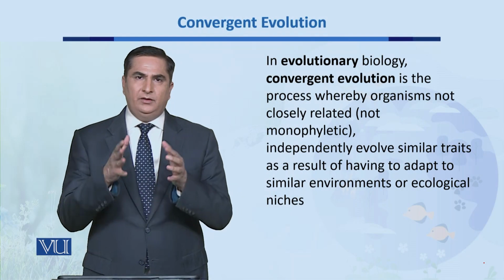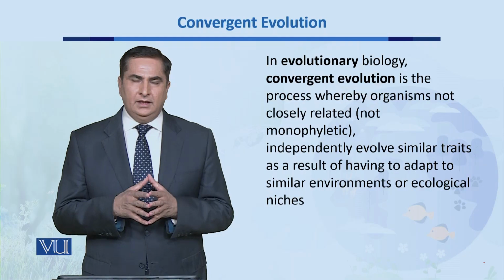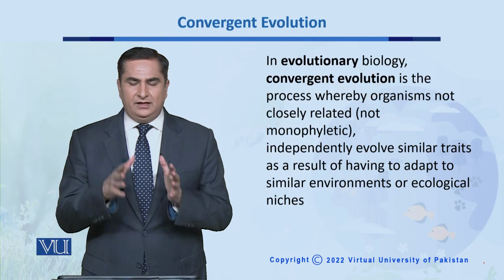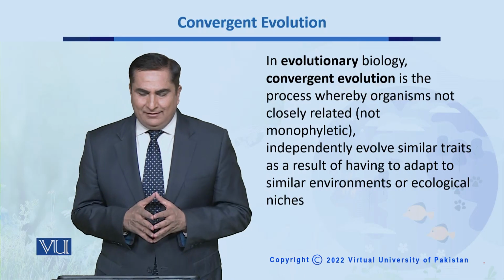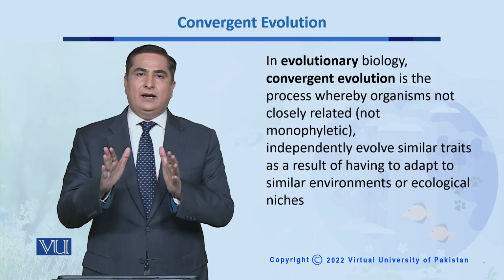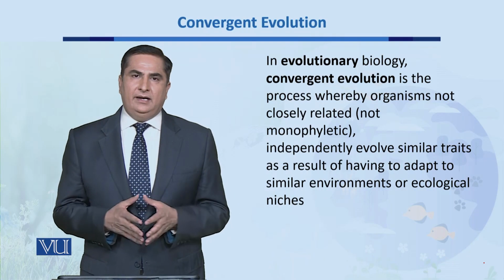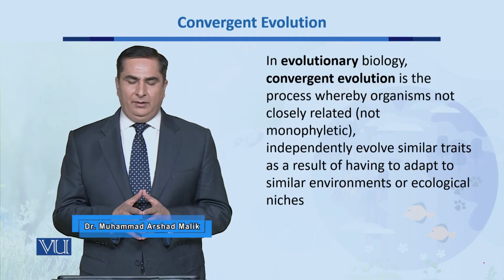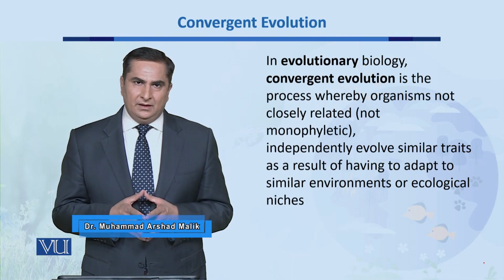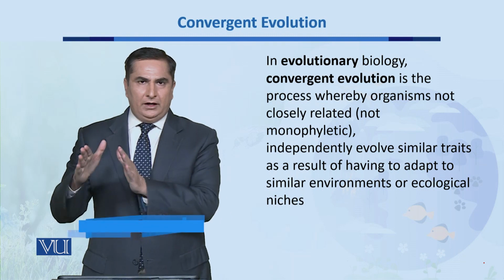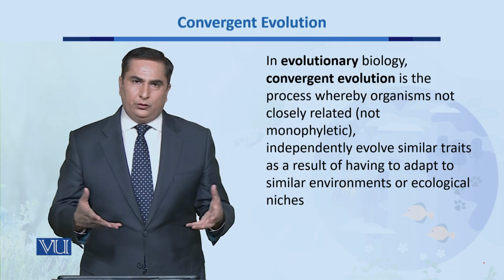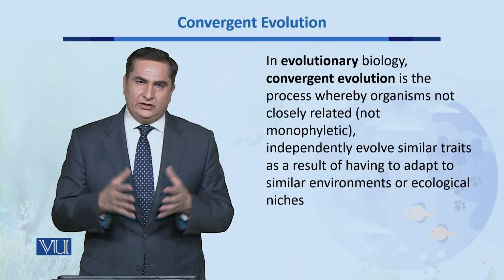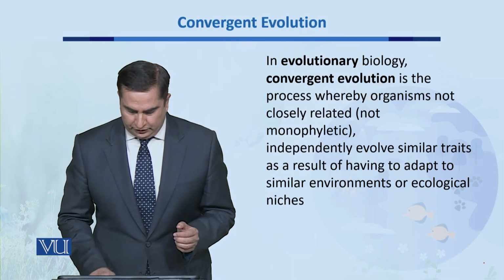Dear students, in this unit we will talk about convergent evolution. This is a very important aspect of evolution. Now, in evolutionary biology, convergent evolution is a process whereby different organisms which are not related to each other independently evolve similar traits as a result of having to adapt to a similar environment or ecological niche. Meaning a different organism goes through the same environment and adapts a certain trait which resembles the other. This is known as convergent evolution.